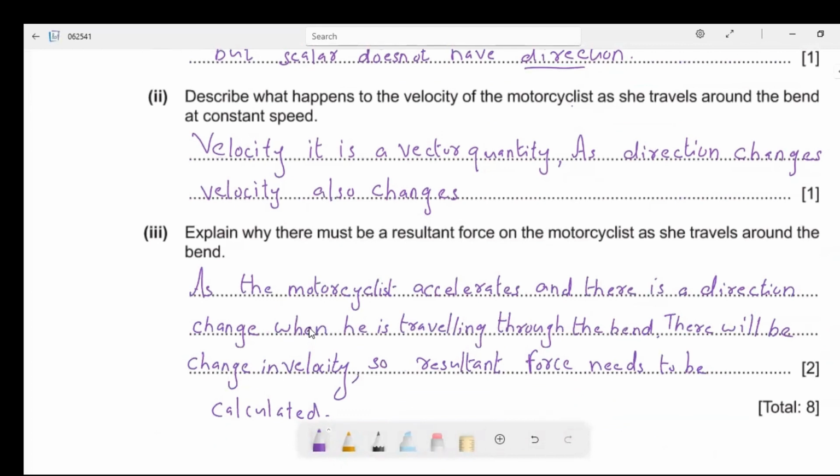Explain why there must be a resultant force on the motorcyclist as she travels around the bend. So when she is accelerating around the bend, the direction will change, and there will be a change in velocity. As velocity changes, we need to calculate the resultant force also. Resultant force needs to be calculated as there is a change in velocity.